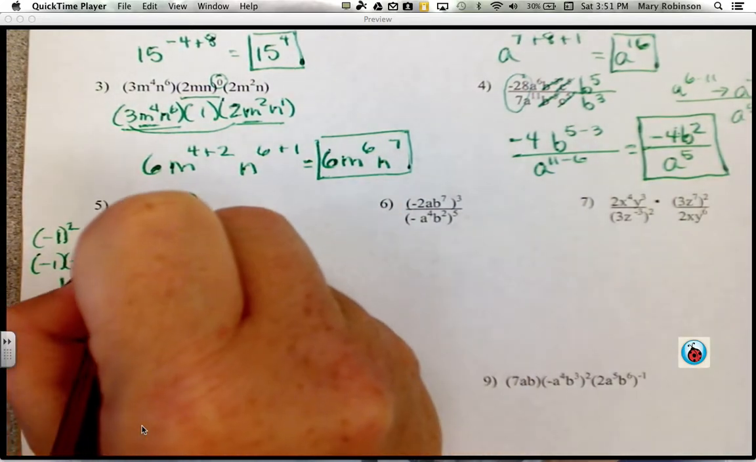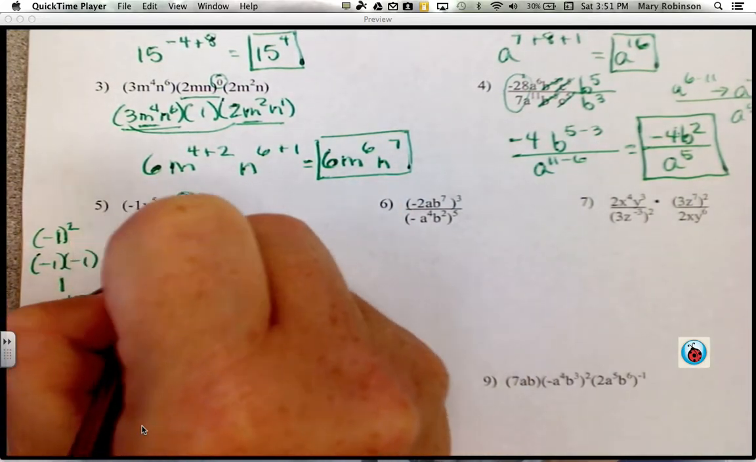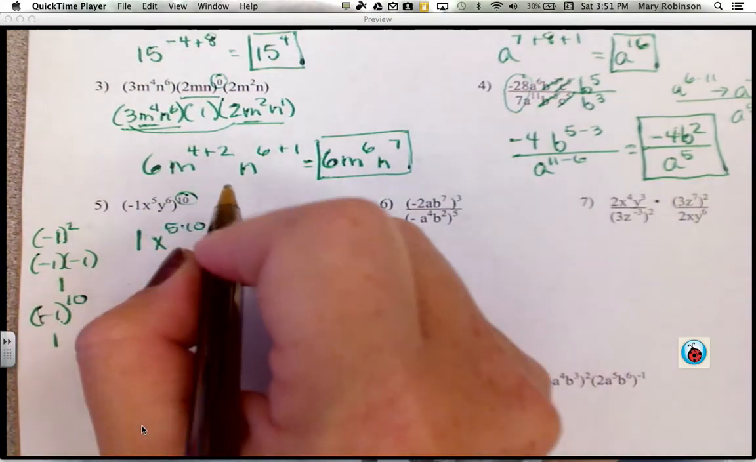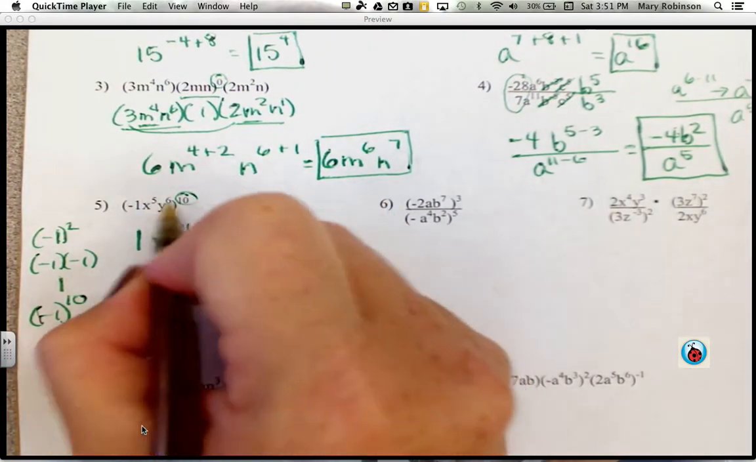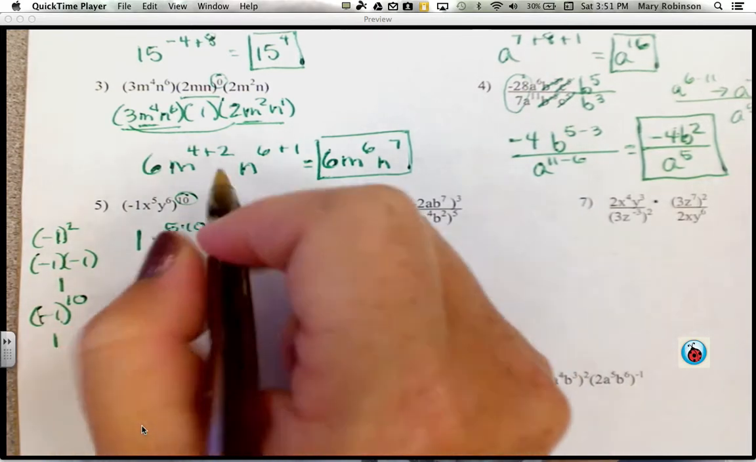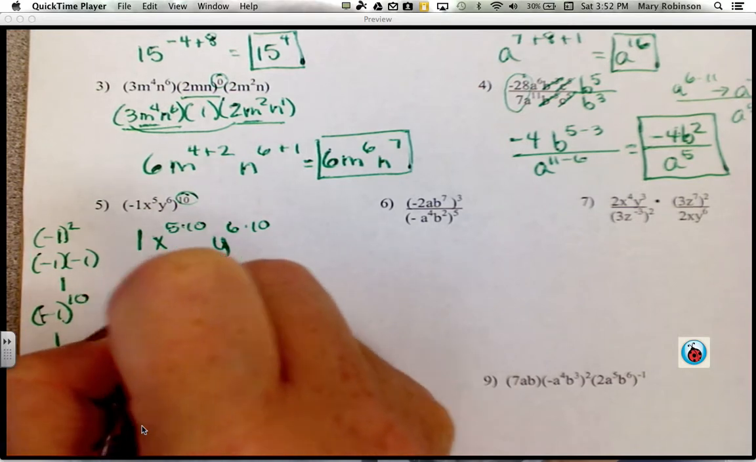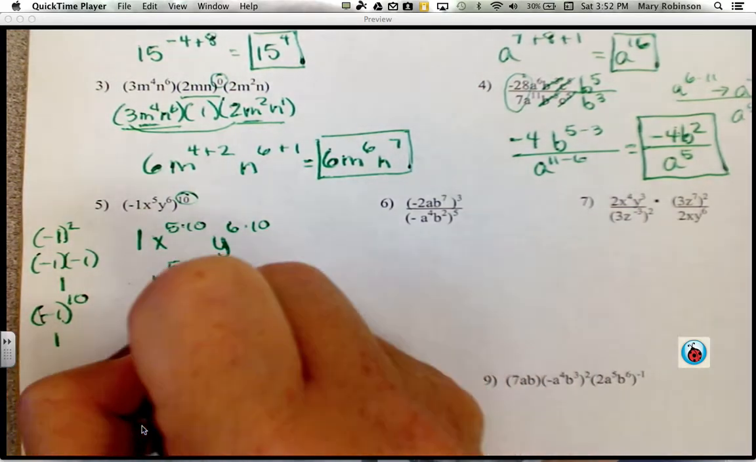We have x to the 5 times 10. Remember that the power rule says that a power raised to a power will have the product of the exponents. So y to the 6 times 10 up here. So we should end up with x to the 50th, y to the 60th.